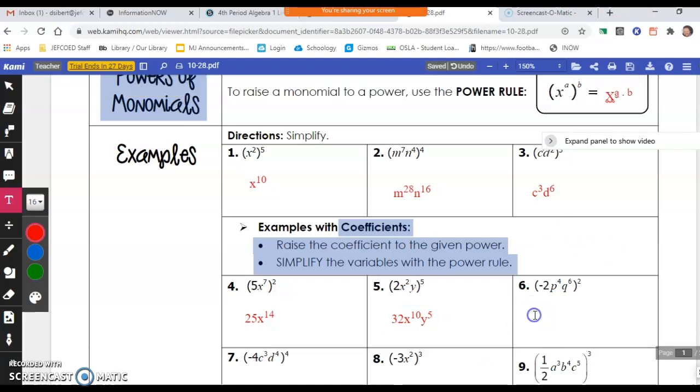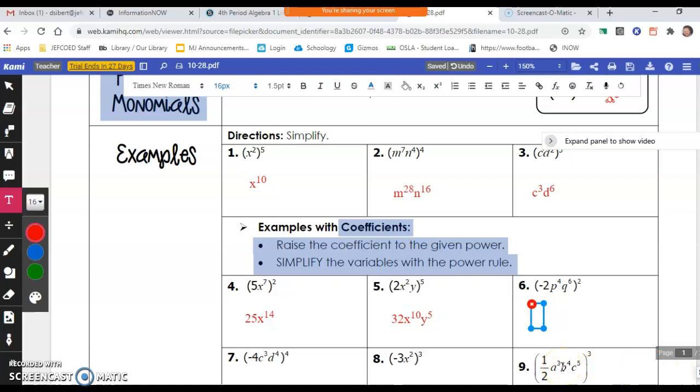Number 6. We got negative 2 p to the 4th, q to the 6th, all enclosed in the parentheses, and all of that is raised to the power of 2. Now, don't forget, guys, that negative goes with that 2. So that is negative 2 being raised to the power of 2. So it's not just the 2, it's the negative 2. So that's really going to be represented by negative 2 times another what? Negative 2. Okay? So negative 2 times negative 2 would be positive 4. Okay? Be careful there.